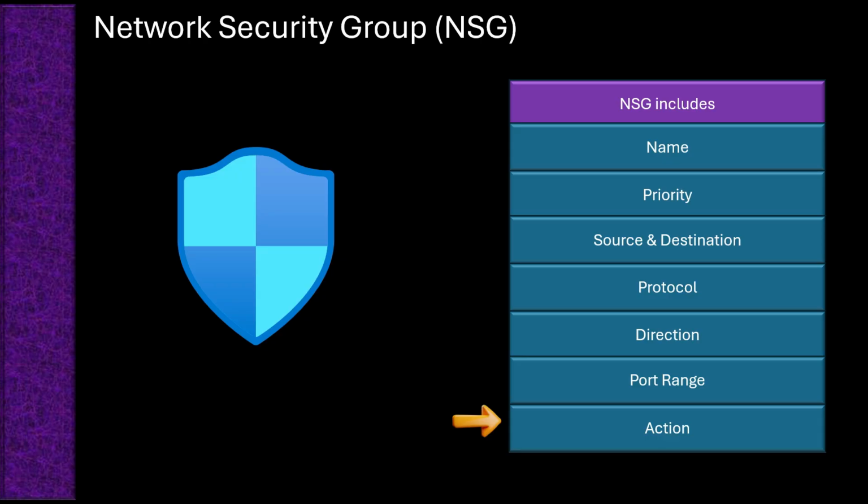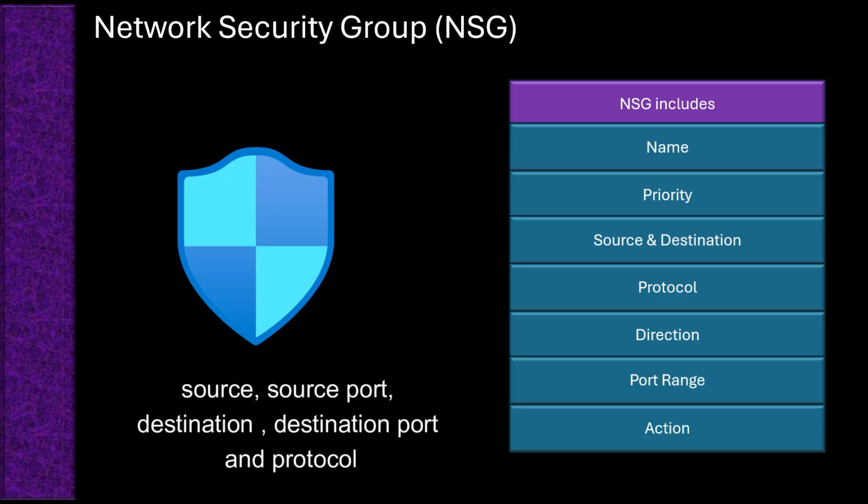And last property is action, which specifies whether the traffic is allowed or denied. You can configure NSG rules to permit safe traffic and block any unwanted or potentially harmful requests. Azure evaluates NSG rules using a process called 5-tuple matching, which looks at the source, source port, destination, destination port, and protocol to either allow or deny traffic.